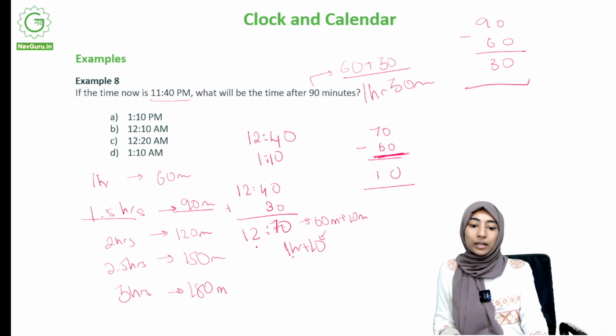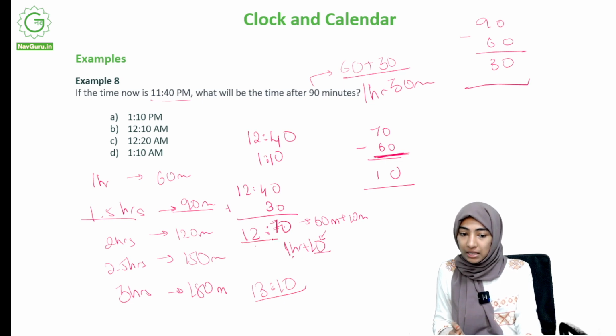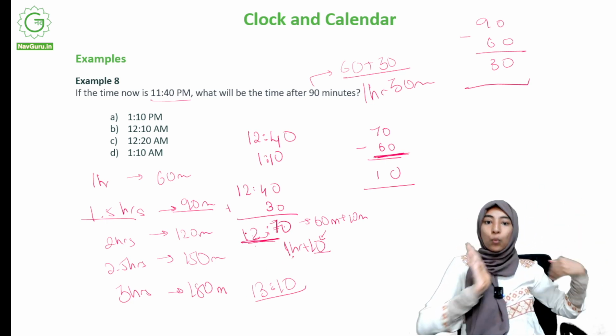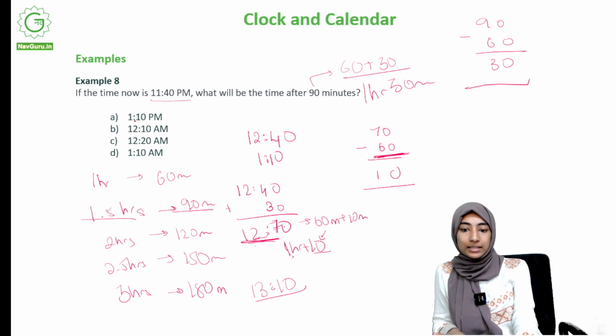So, when you add 1 hour to 12, what do you get? 13. To 13, if you add this 10, you get 13:10. Now, what is 13? So, 13 is basically what comes after 12, right? So, the hour after 12. So, we just write it as 13. So what is the hour after 12? What do you get after 12? You go back to 1, right? So 1 is the answer.